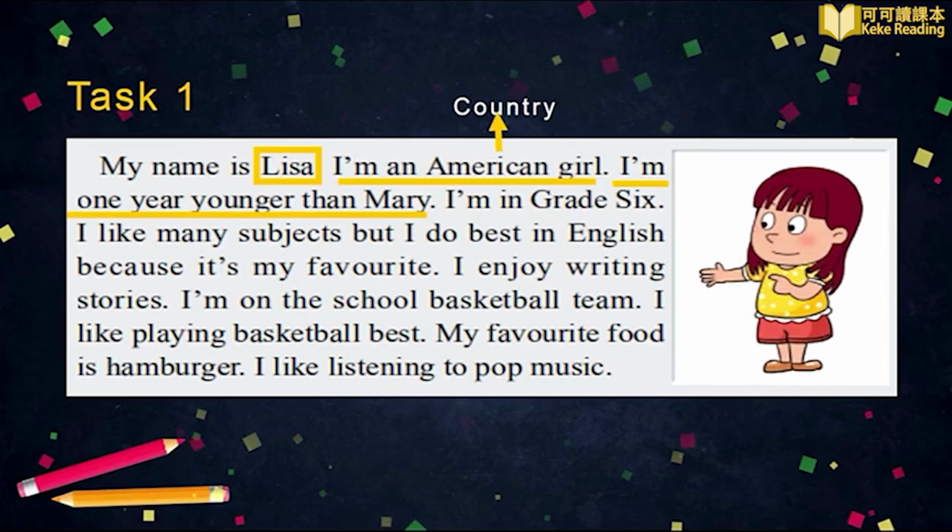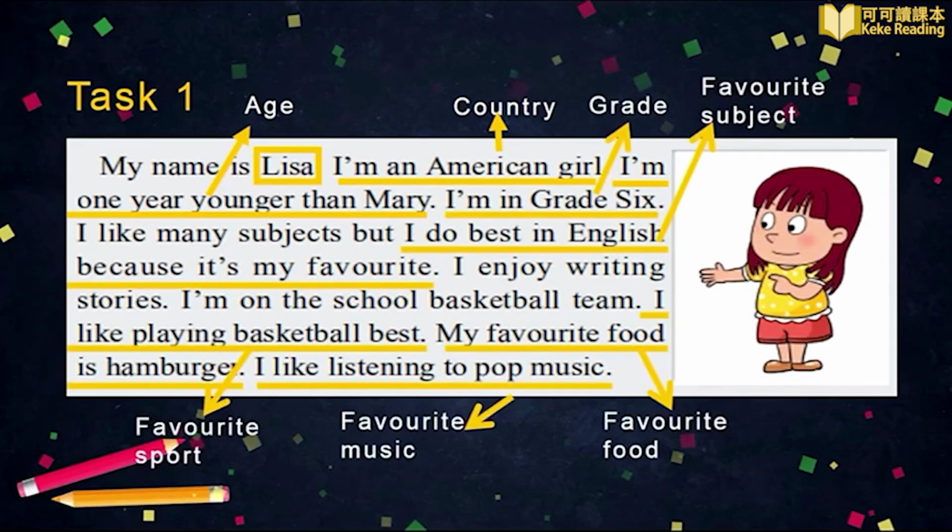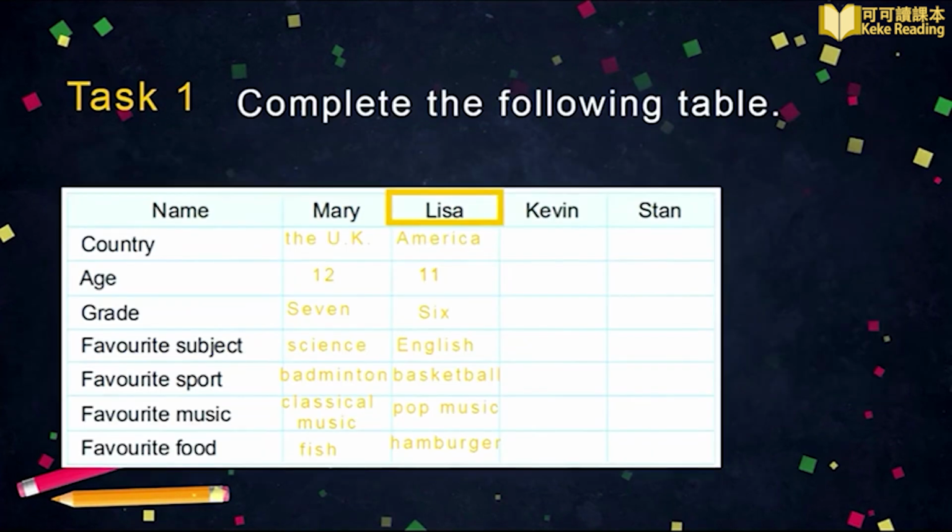I'm 1 year younger than Mary. 我比 Mary 小1岁。This sentence tells us the age. But we need to know Mary's age, and then we know Lisa's. Do you remember how old Mary is? Yes, Mary is 12, so Lisa is 11 years old. Great, and these are other information. Let's check the answer. Did you find all of them?